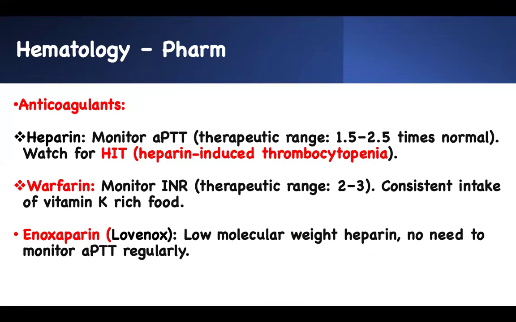Heparin, anticoagulation. You say heparin, you monitor PTT. I told you the normal range, you just multiply by 1.5 to 2.5. There's a risk of heparin-induced thrombocytopenia. You only monitor this when you're getting IV heparin, not sub-Q heparin, which is enoxaparin. You don't need to do anything. You don't check aPTT regularly, right? So that is the key. You don't need to modify your diet. You don't need to decrease your vitamin K, no diet modification.